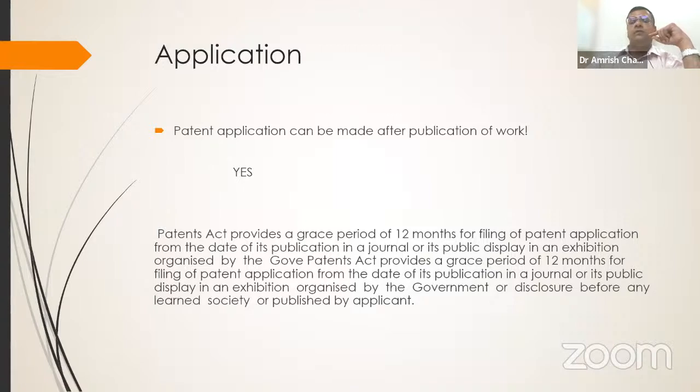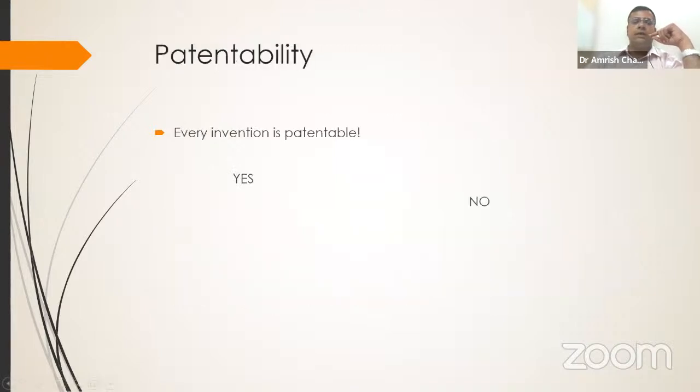But if your work has been published without your consent, okay, like suppose you deposited your PhD thesis to your university, and the university uploaded it on Shodh Ganga portal, and it got published online. Okay, so there was no consent of yours. You did not sign any document. You did not give any permission. So in some cases where your permission has not been given, in that case the grace period applies.